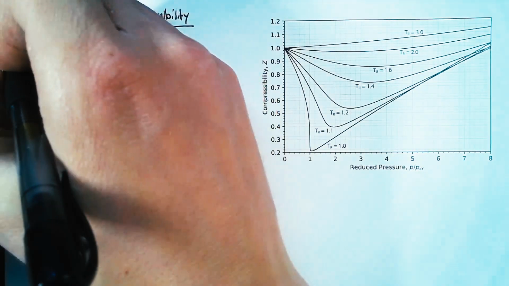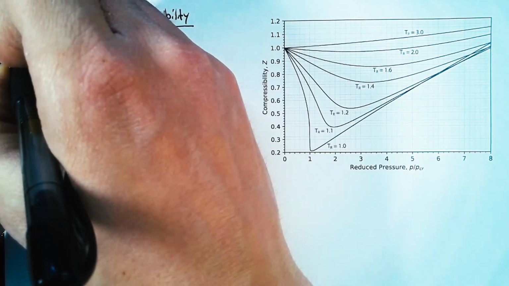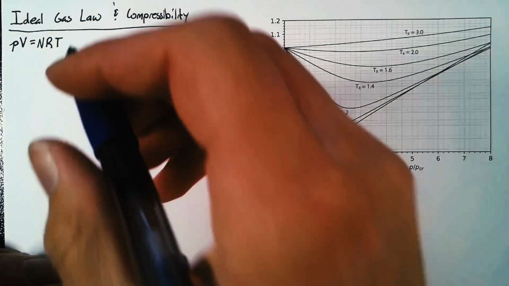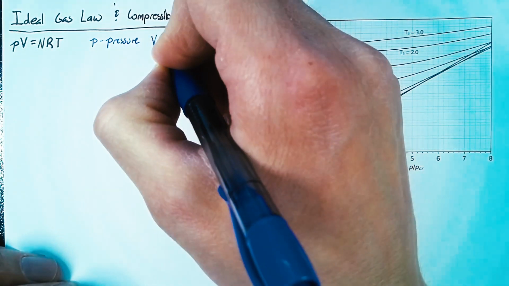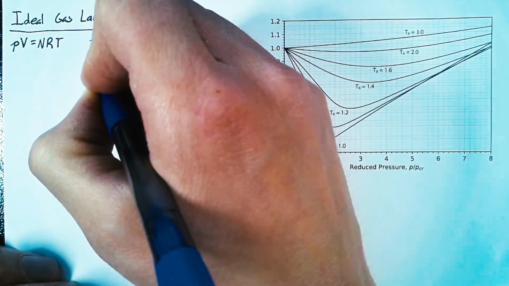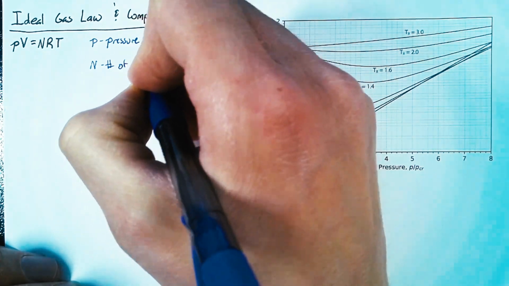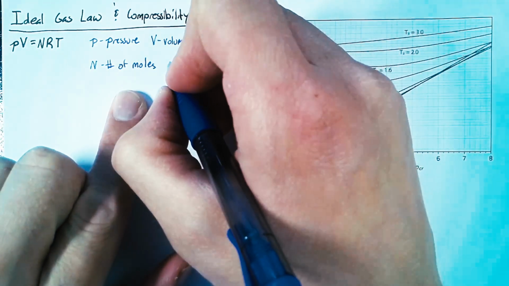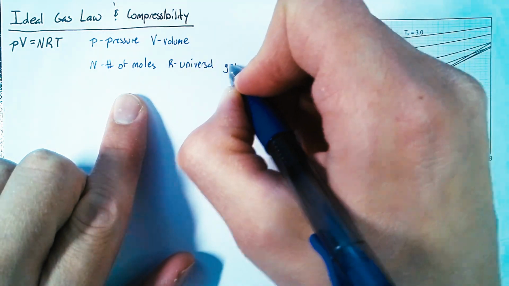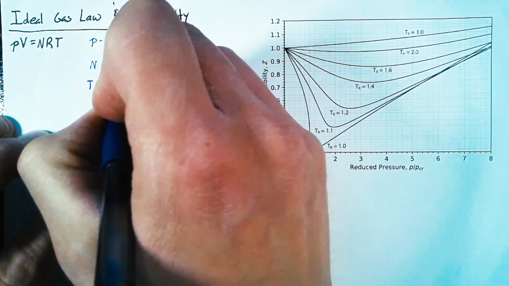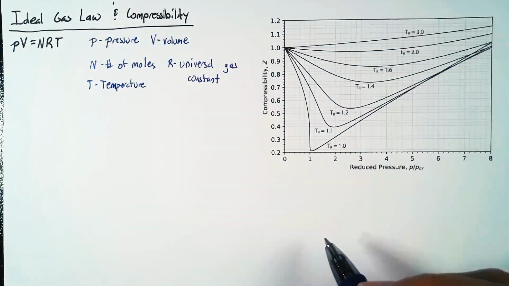Now, if you've taken chemistry, you've probably seen the ideal gas law as PV = nRT. For this equation, P is the pressure, V is the volume, n is the number of moles, which is a count of the number of atoms, R is the universal gas constant, and finally T is the temperature, which is measured either in Rankine or Kelvin. It needs to be an absolute temperature.